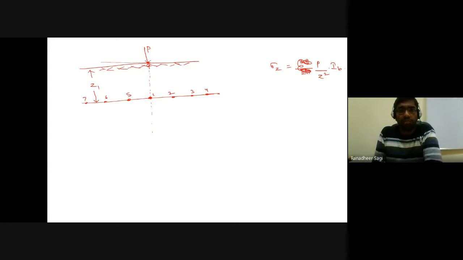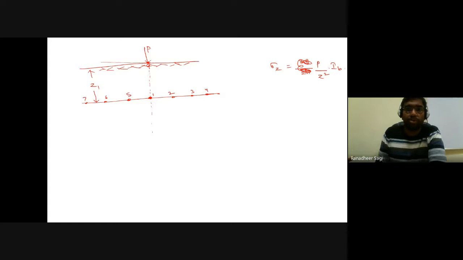Now point 1 is at what radial distance? Point 1 is at a radial distance of r equal to 0, because it's lying on the line of action of that particular applied force, on the axis of your loading. So your radial distance r is equal to 0, whereas your Z is to be substituted as Z1. For which I'll get some vertical stress value at point 1.